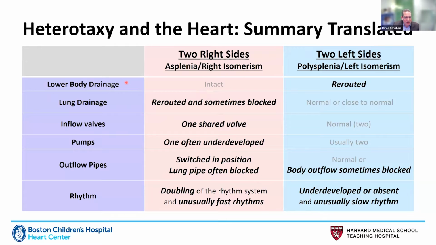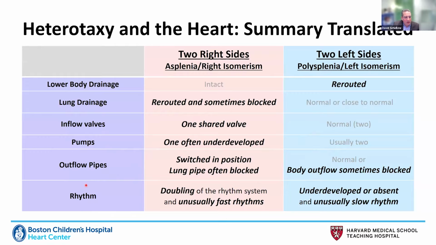So for lower body drainage in polysplenia, that's often rerouted. For lung drainage in asplenia, that's often rerouted and sometimes blocked. The inflow valves in asplenia, oftentimes there's one shared valve instead of the normal 2 valves. In terms of the pumping chambers or the ventricles, in asplenia, one is often underdeveloped. We're a little bit more likely to see 2 well-developed ventricles in polysplenia. In terms of the outflow pipes or arteries from the heart, in asplenia, they are often switched in position, and the lung pipe is often blocked. In contrast, in polysplenia, sometimes the body outflow is blocked.